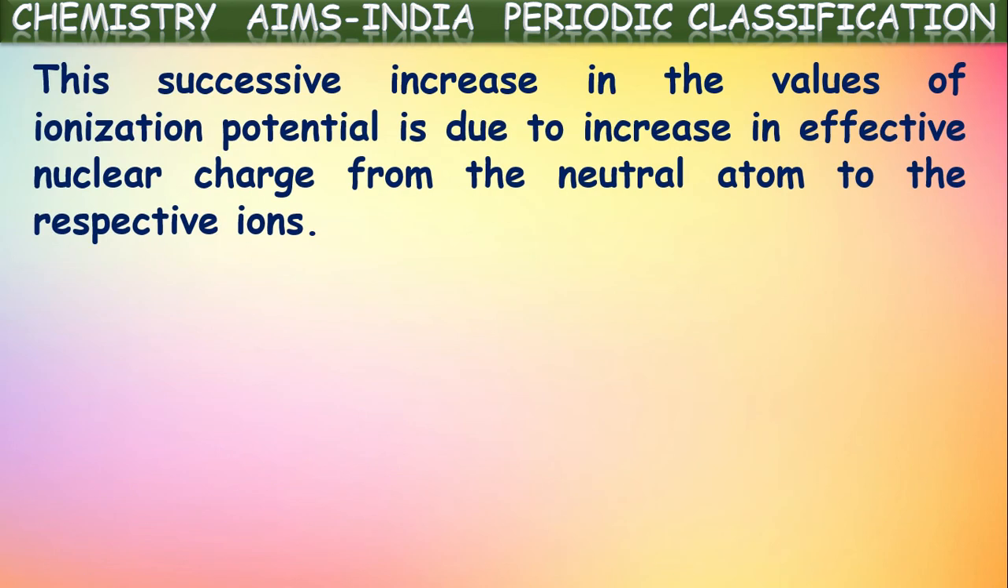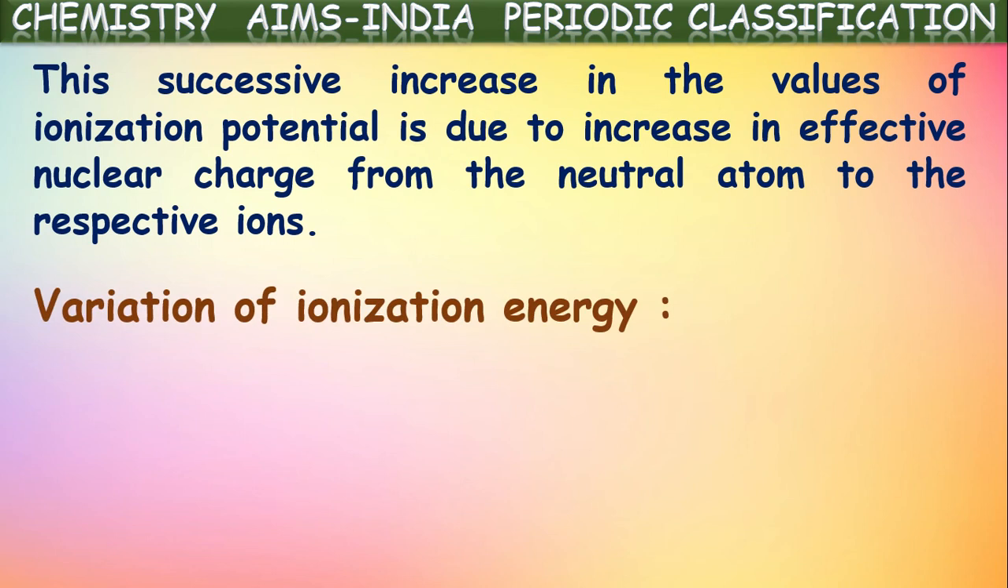Next, this successive increase in the values of ionization potential is due to the increase in the effective nuclear charge from the neutral atom to the respective ions. This is the main reason for the increase.